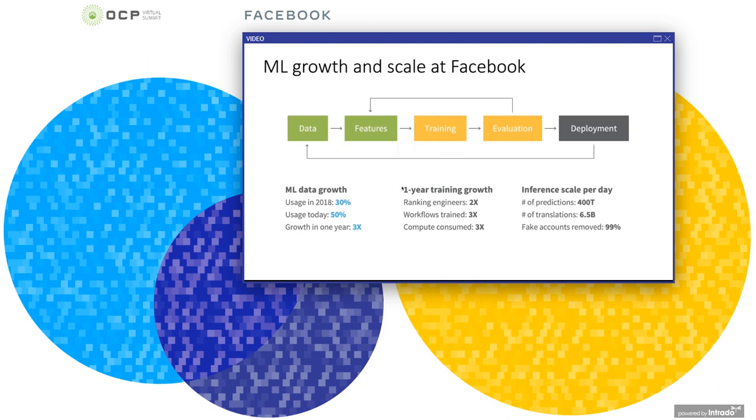And finally, we wanted to point out that we perform a large number of predictions by the models that are deployed after training. For example, per day we perform 400 trillion predictions, 6.5 billion translations, and also these models allow us to remove more than 99% of fake accounts automatically.